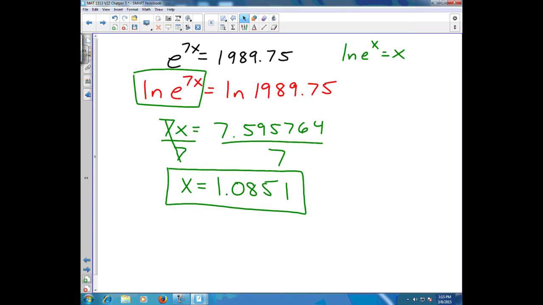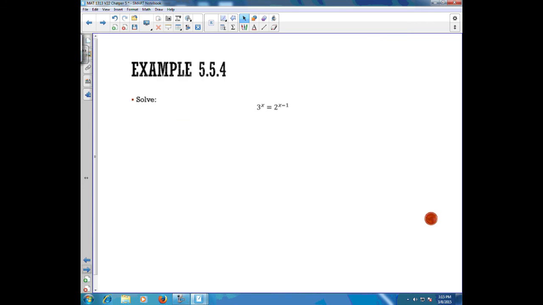Finally, we can have two exponentials on either side of the equation. This is when we can't simplify it down to 1. But we can still use the same steps. This one just requires a bit more keeping track towards the end. So we have 3 to the x power is equal to 2 to the x minus 1.